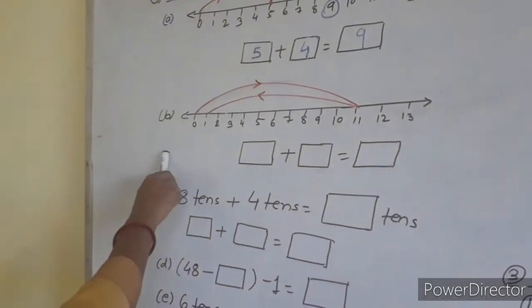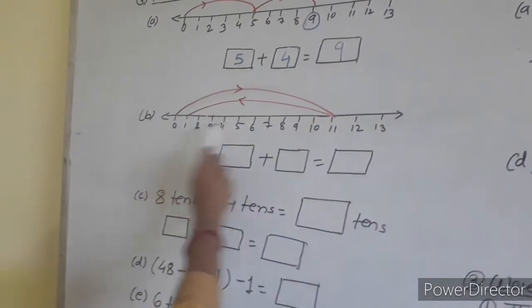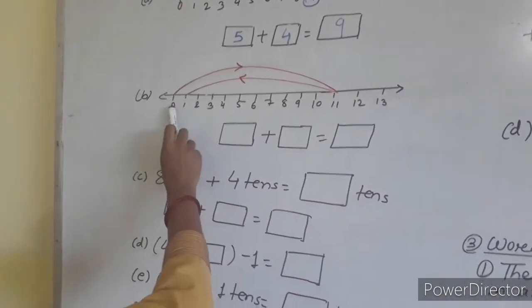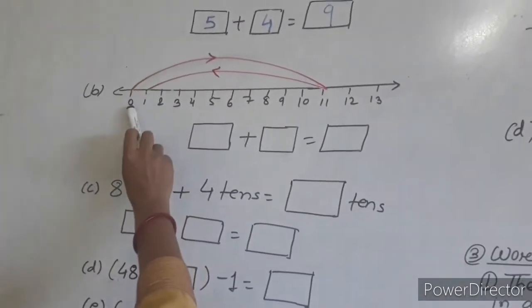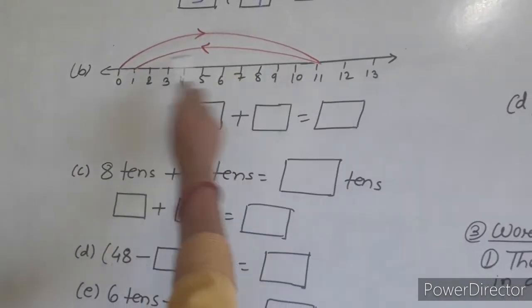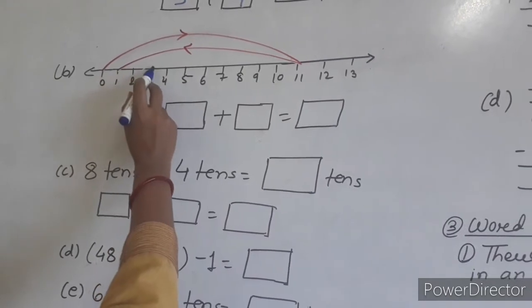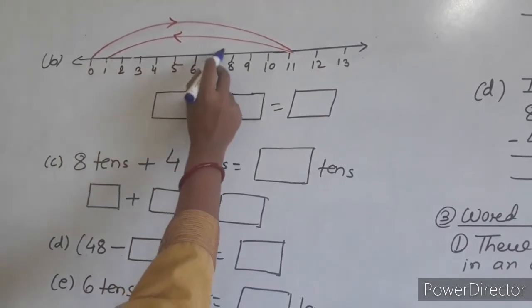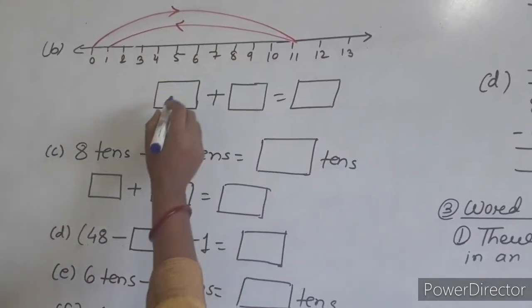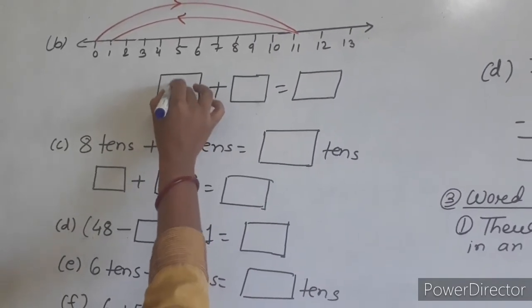Then in question B, the numbers are given 0 to 13. So here see from 0 to 11. Here you just count from 0 to 11: 1, 2, 3, 4, 5, 6, 7, 8, 9, 10, 11. So here you will write 11.